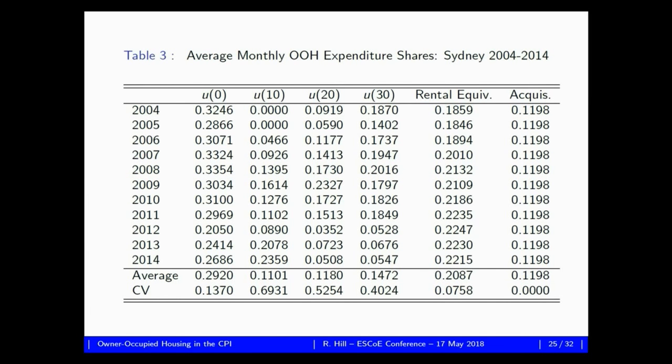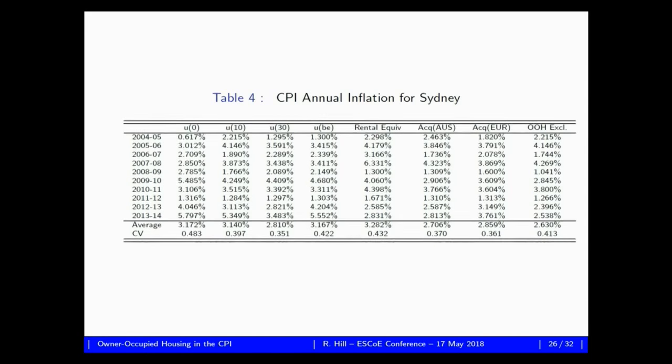So the rental equivalent share is about 21%, and you see the U0, which is the user cost without any capital gains, is quite a bit higher at 29%. Now, these other methods, U10, U20, U30, are where you're including capital gains based on extrapolating past trends. The expenditure shares are a lot lower there because of the strong capital gains in the Sydney market. The strong capital gains imply, with these methods, strong expected capital gains, and so you end up with lower expenditure shares.